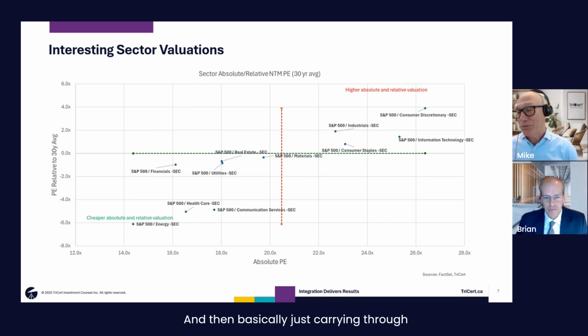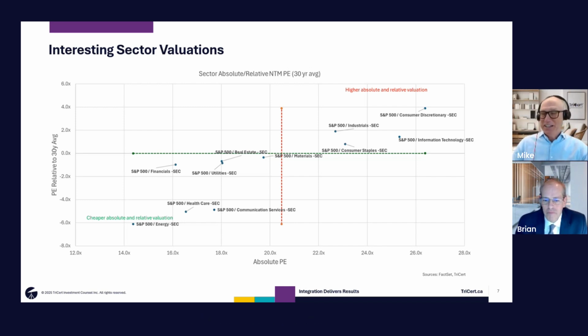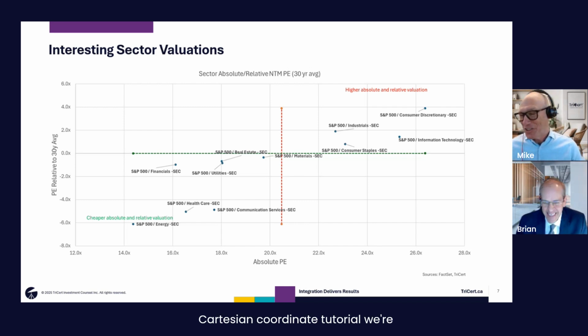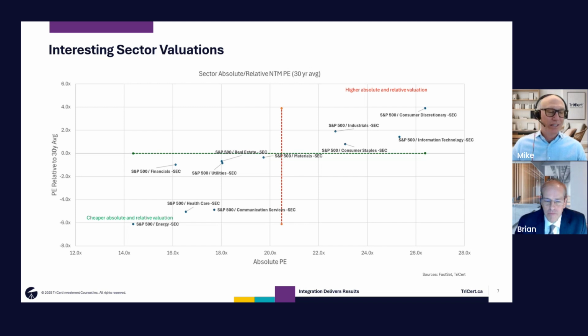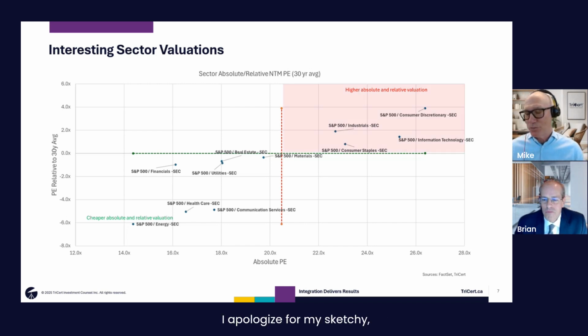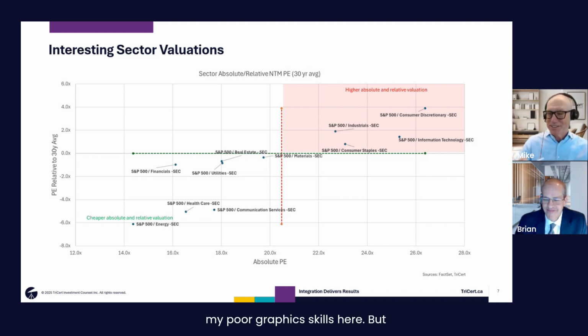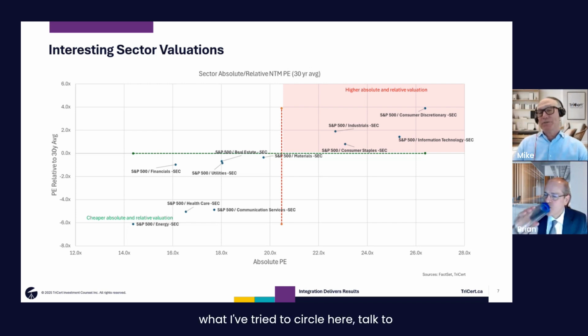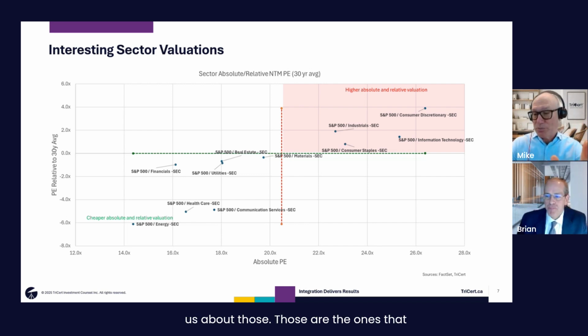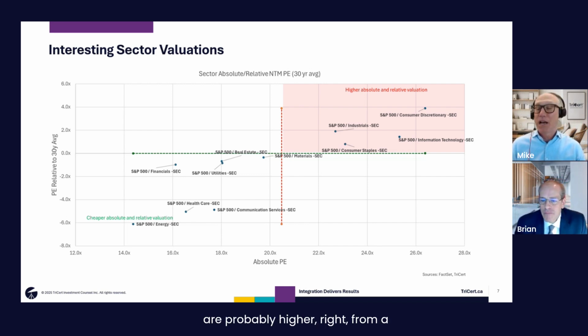And then basically just carrying through this basic Cartesian coordinate tutorial we're having, but this is so interesting in terms of trying to digest a lot of information and data, is then those sectors that are in the upper right here. I'll try and circle it. And folks, I apologize for my poor graphics skills here, but what I've tried to circle here, talk to us about those. Those are the ones that are probably higher, right, from a valuation perspective. Exactly. Higher absolute and higher relative.